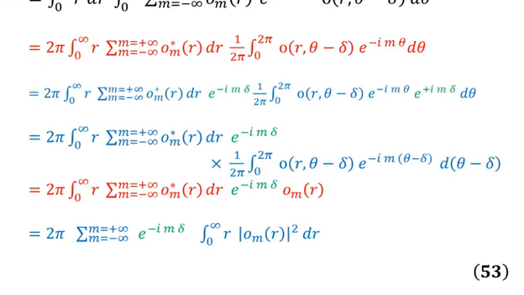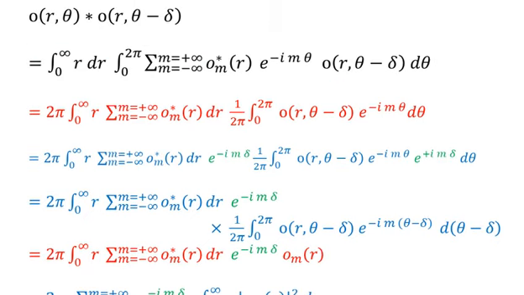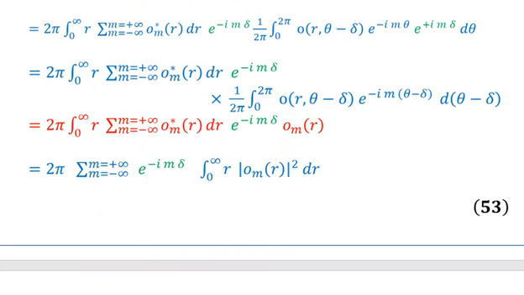This integral, which has a radial dependence, will give you the magnitude of the autocorrelation peak, whereas e to the power minus iota m delta, which is the phase factor, will give you the information about the rotation of the object in the autocorrelation peak. That is, the autocorrelation of the object O and its rotated version can be extracted using equation number 53 at the last step.